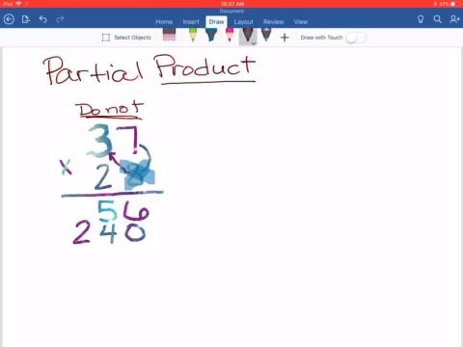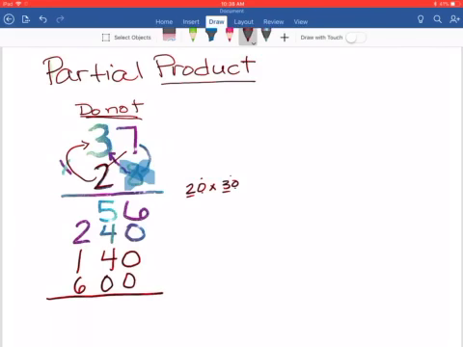Now, you're done with the 8. Now you're moving over to the 2, which is not a 2. It's actually a 20, because this number was 28. So 20 times 7 is 140. And then 20 times 30, so 2 times 3 is 6, and you have 2 zeros that you need to throw in. So it's 600.